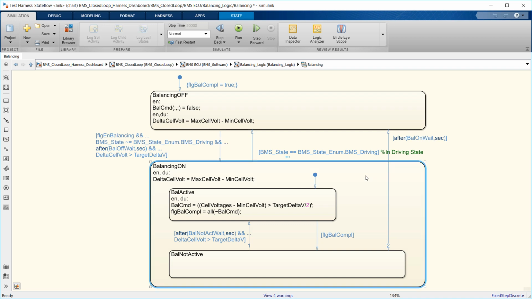Balance command is a Boolean vector that indicates which bleed resistor to activate so that the cell SOC is slowly reduced. Doing this with all cells but the one whose SOC is the lowest eventually makes all SOCs converge within a prescribed tolerance.